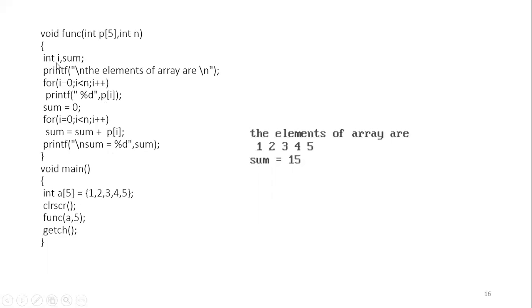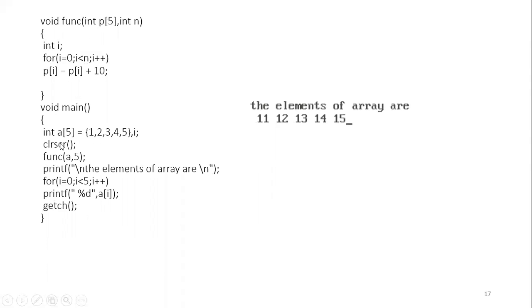Next program, I want to show that whatever changes are done inside this function are reflected back in the calling function. That is nothing but call by reference. So here the array contains 5 elements, 1, 2, 3, 4, 5. I is a normal variable. When I am calling the function, I am passing only the array name with the number of elements. So when the function is called, control is transferred here. Here P is referring to A, P is pointing to A.